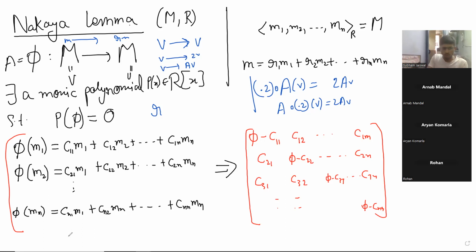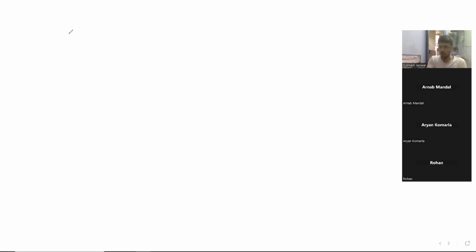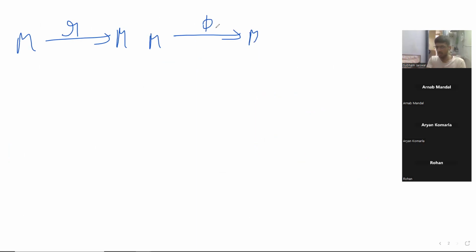Why? Let me say it on a new page. We have two maps from M to M. One is phi. Both are module homomorphisms, so let's check this. Phi is, by definition, the map that takes m and sends it to r times m. And now we need to check that it's linear. Remember, this is a function.